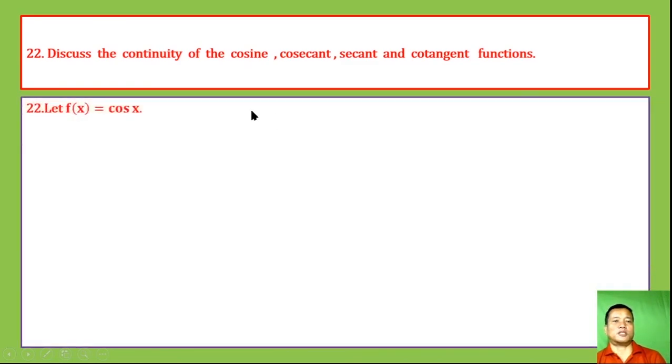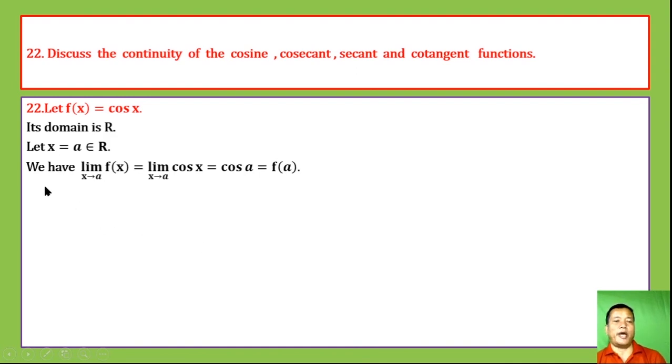Question number 22. Discuss the continuity of cosine, secant, and cotangent functions. Let f of x equal to cos x. Its domain is R. Let x equal to a belong to R. We have limit of f of x as x tends to a is limit of cos x as x tends to a, which is cos a, which is equal to f of a. The limiting value at a equals the function value at a. So f is continuous at x equal to a. Hence f is a continuous function.